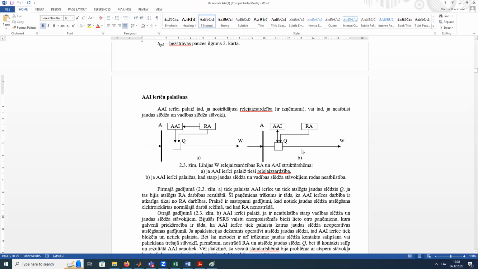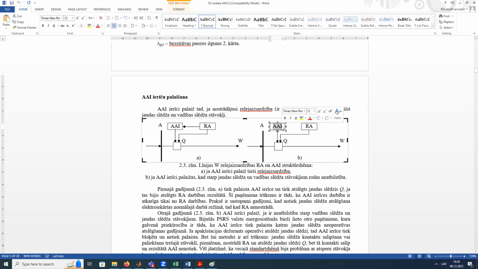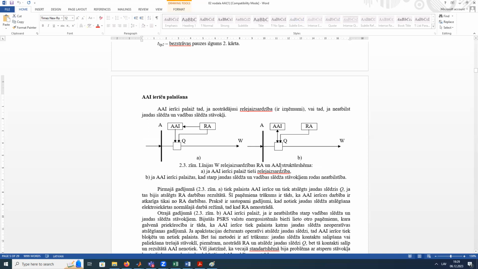And the second idea of how this could be: relay protection tells the circuit breaker, please disconnect, and if we detect that the circuit breaker is disconnected from the circuit breaker contacts, this automation starts. It's time to say, please connect the line back.